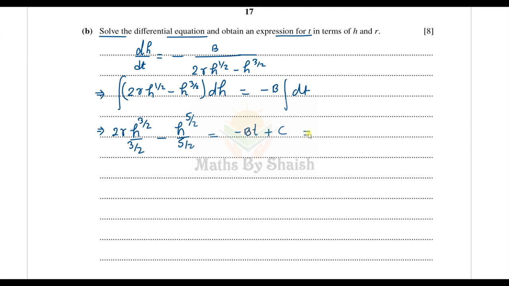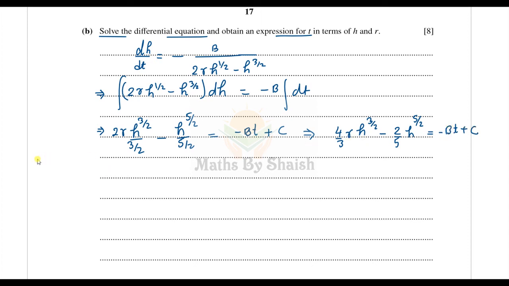Or we can rewrite it as, 2 will go up, so it is 4 over 3 r h to the power 3 by 2 minus 2 over 5 h to the power 5 over 2 is equal to minus bt plus c, a constant of integration. So we need to find the two constant values b and c.